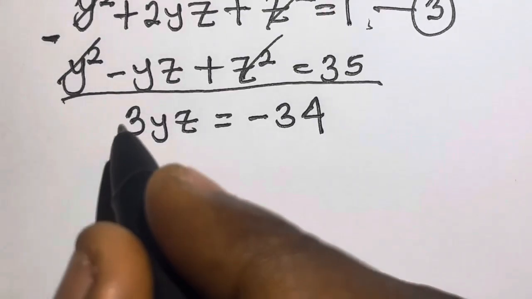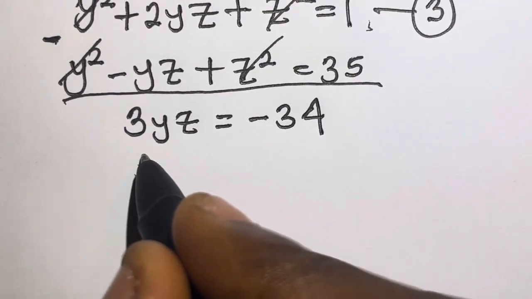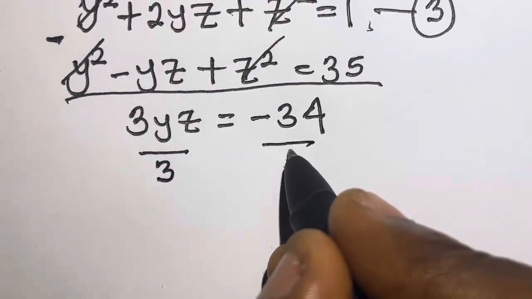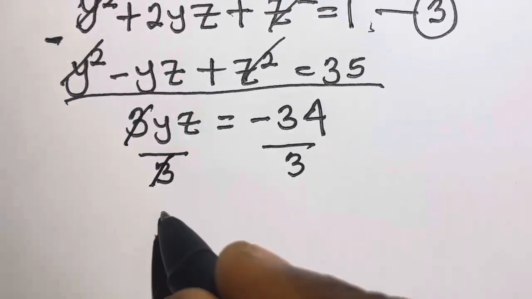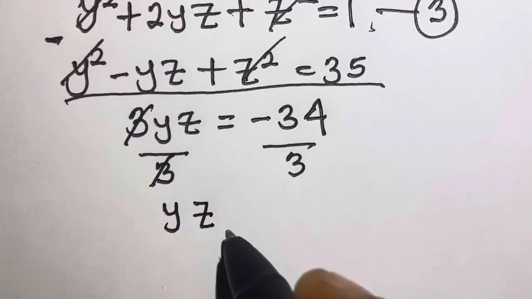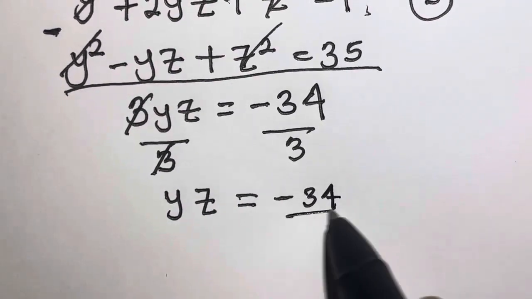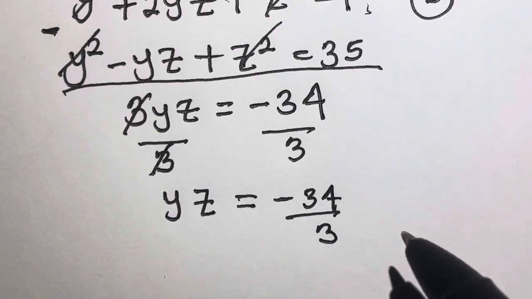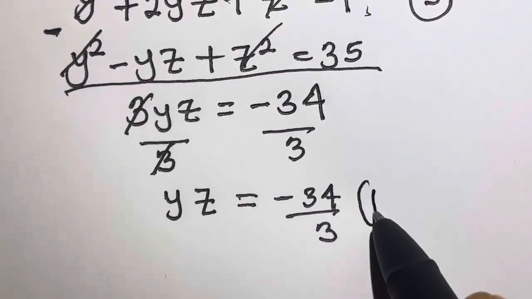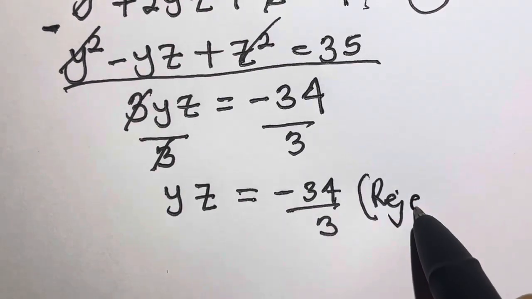Let's divide both sides by 3. This will cancel this. So we have yz equals minus 34 divided by 3. For this, we have to reject it. So, rejected.